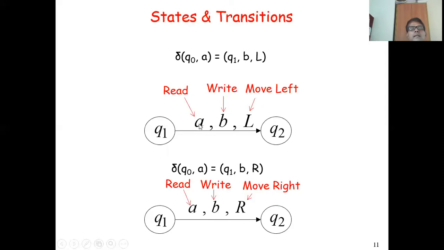Here again in the left move, the read-write head is currently reading the symbol A, and it is replacing A by B and moving left. So this is actually Q0 and this is actually Q1. This is a typing mistake. And similarly, this is Q0 and Q1.